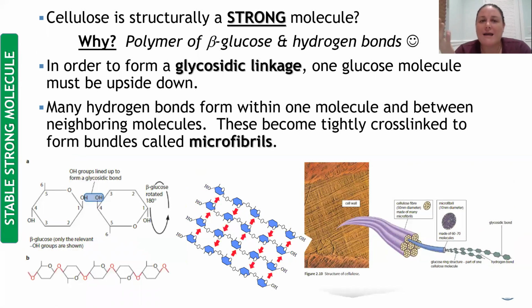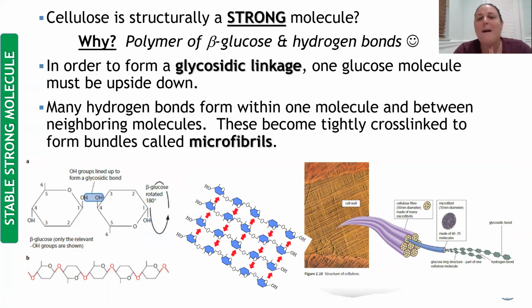So why is cellulose such a strong, rigid molecule? It's a polysaccharide. It's also going to be made out of glucose. So if it's made out of glucose, why doesn't it act like starch or like glycogen?